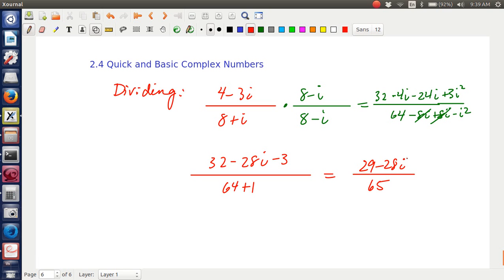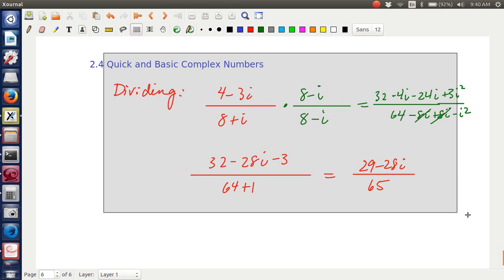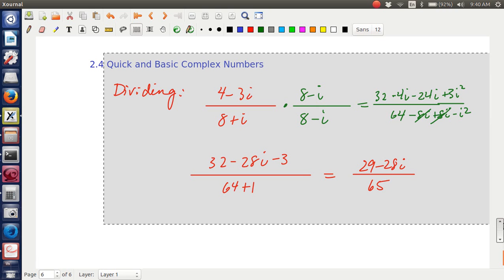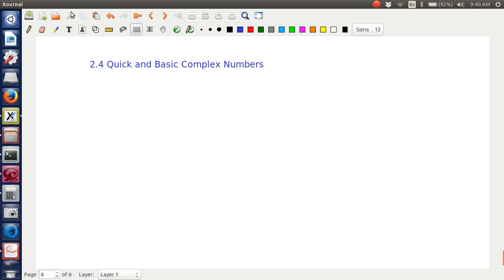I highly recommend in this type of problem that you refer back to Wolfram Alpha to check your work if there's a homework problem, because these are just kind of nasty. They're not difficult, they're just tedious, and it's very easy to make a mistake. So please check your work on the computer.